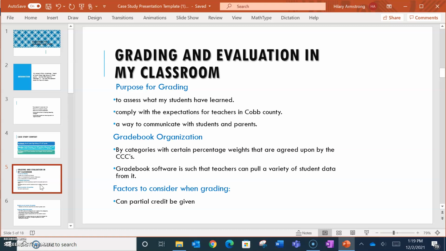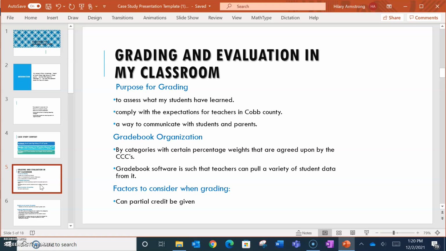So my purpose for grading is to assess what my students have learned. I also have to grade things because of Cobb County expectations, and I feel like it's a way I can communicate with students and parents. The way the gradebook is organized is that the CCC team meets and we decide how we want the different categories of grades to be weighted by percent, and then we have a software program that does our gradebook for us. We enter those weights and categories into the software, and then the software will calculate our grades for us.